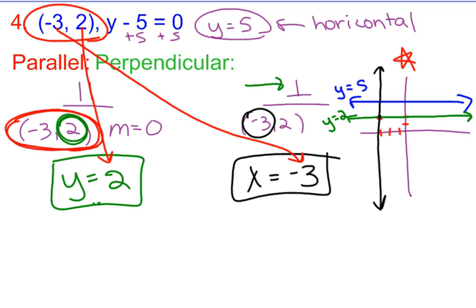Now be careful, because sometimes they're going to give you a vertical line to start. And you're going to try and answer the same way we did this problem, because you just get that stuck in your head. You have to actually think about it before you answer. If you start with a vertical line, another vertical line would be parallel to it. So your x equals would be here, and your y equals would be here.